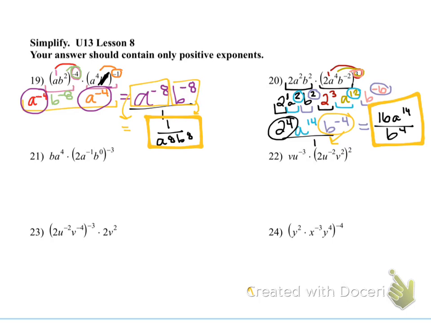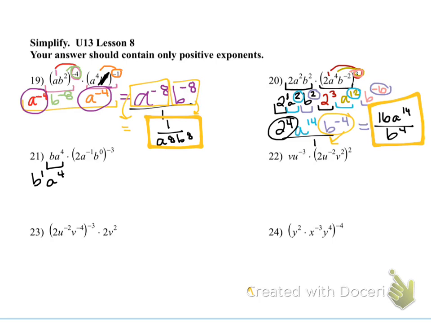Let's look at each part, see if it has a power to simplify. So notice this first chunk, it does not. There's no parentheses on the outside, so I'm just going to bring that down. But I'm also going to add the exponent on there too. So b to the first power and a to the fourth. Okay, staying exactly the same.